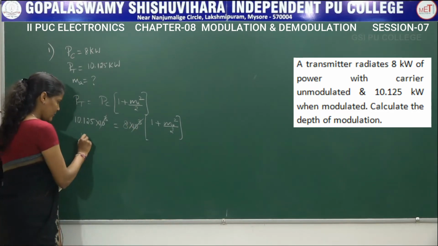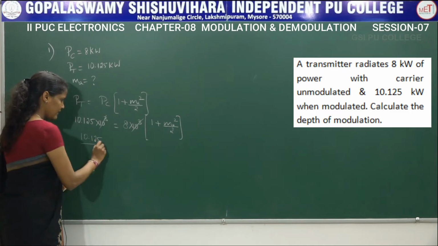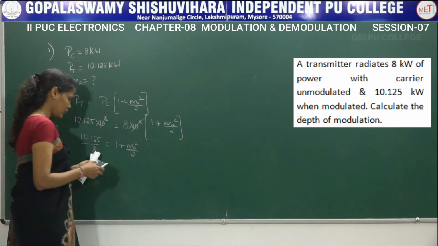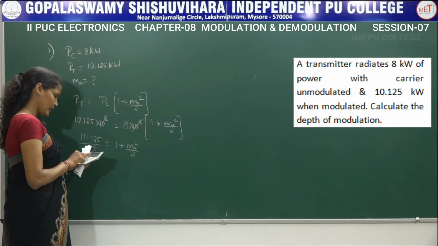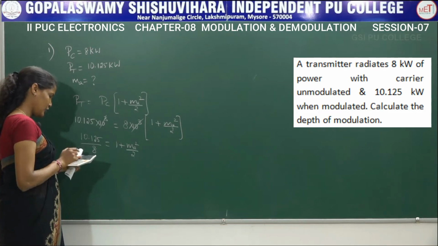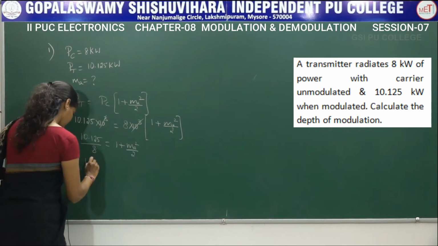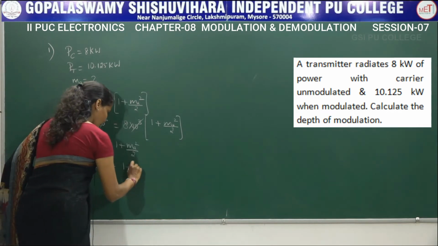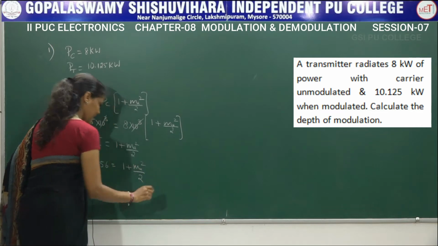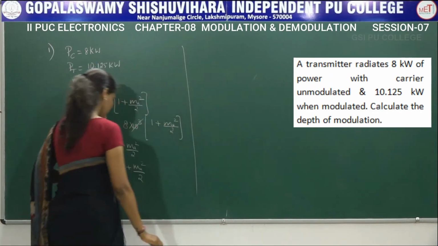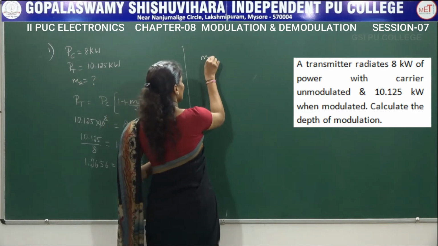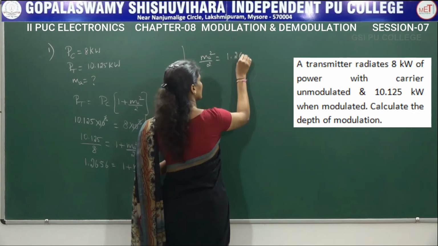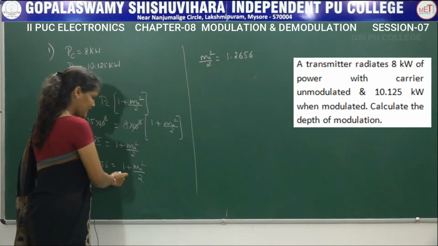So here, 10.125 divided by 8 is equal to 1 plus MA square divided by 2. 10.125 divided by 8 gives me 1.2656, which is equal to 1 plus MA square divided by 2. But MA square divided by 2 equals 1.2656, and 1 is to the right hand side.